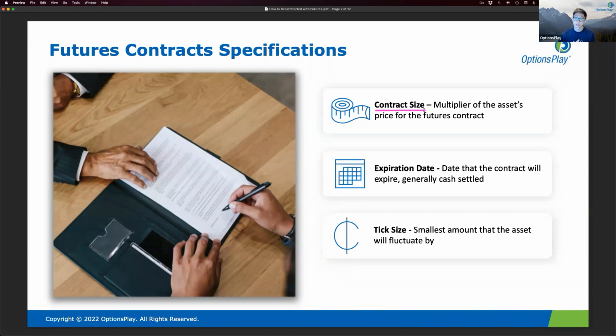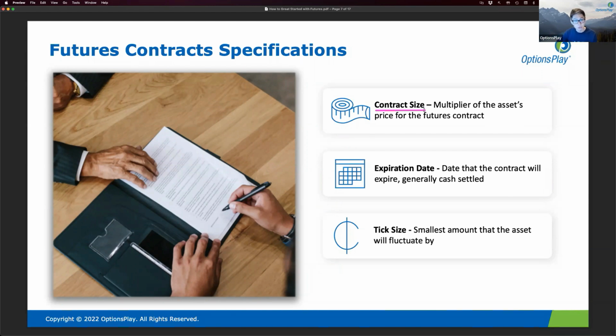And I want to show you some of the differences between the small exchange and the CME-based products and just how they standardize things and make things a little easier to remember. So contract size simply tells you the multiplier of the asset's price. So if oil is at $80 and you have a 100 multiplier on that, you take 80 multiplied by 100, that gives you the contract size that you're trading.